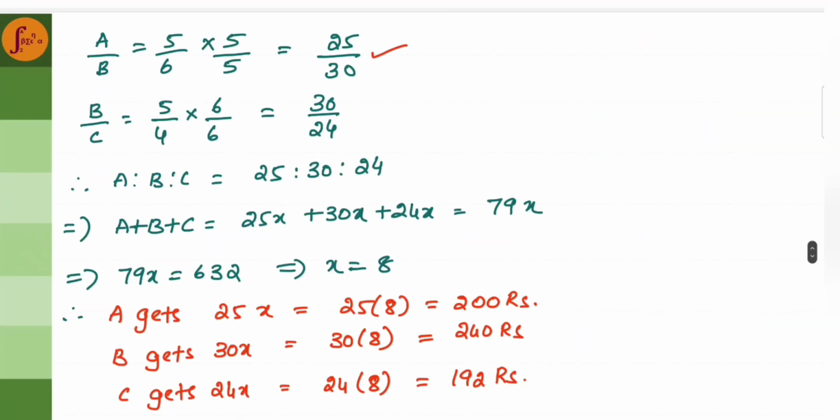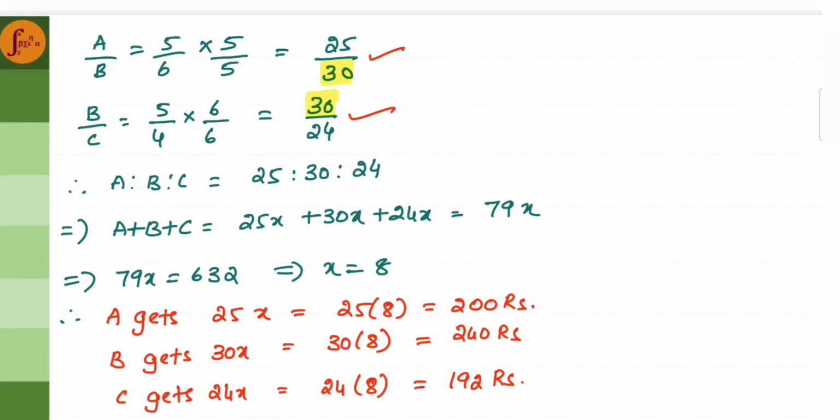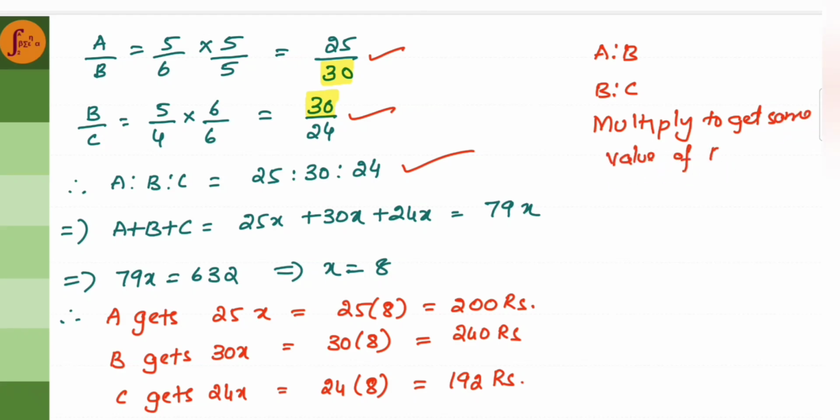So we'll get 25 by 30 and 30 by 24. Now if you notice, B is 30 here and B here is 30. We got the same values for B. So now you will make it as A is to B is to C, 25 is to 30 is to 24. So this is a standard process. First find A is to B, then B is to C, then multiply to get the same value of B.